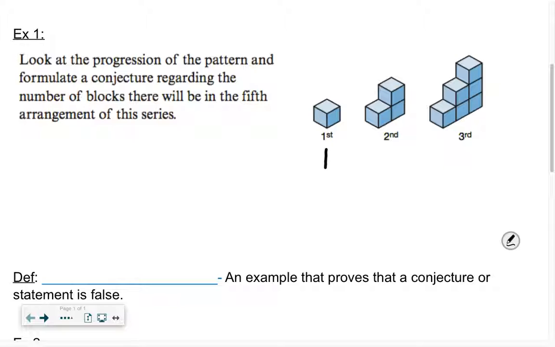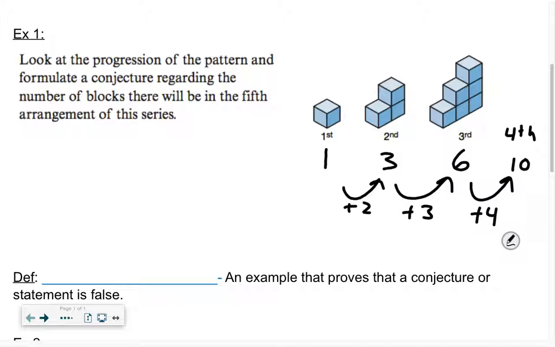Here there's 1 block. Here there's 3. How many do I have in the next one? 6. 6. What's going to be in the 4th one? What's that? 4 more to get us to 10. So 4 is 10. So notice here we add 2, add 3, add 4. So the pattern that we're looking at here is for each step that we go, we're going to add an additional block onto what the previous number was. So to get from 10 to the next one, we would have to add 5. Most certainly, right? 15.